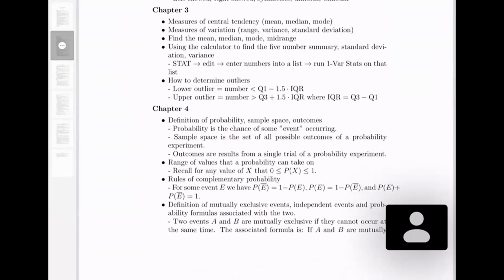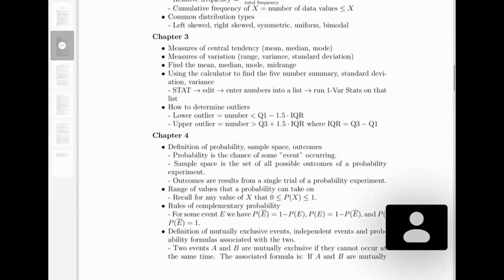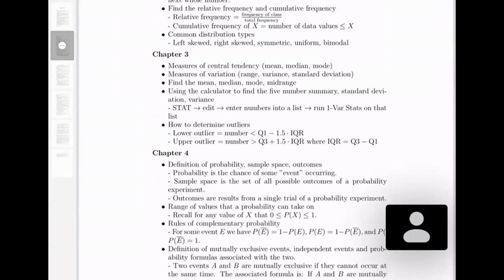Then chapter 3 was all about calculating statistics. We first started by talking about the measures of central tendency. Specifically, we mentioned the mean, the median, and the mode. The mean was the average, the median was the midpoint of the data set, so the 50th percentile, and the mode, I just talked about that. It's the number that occurs most often and more than once.